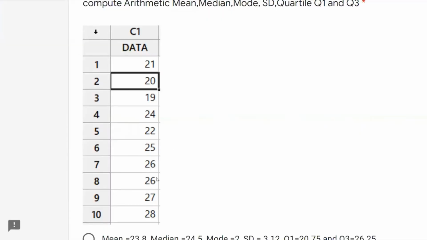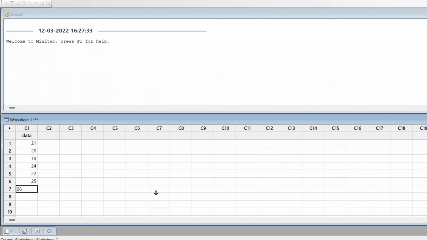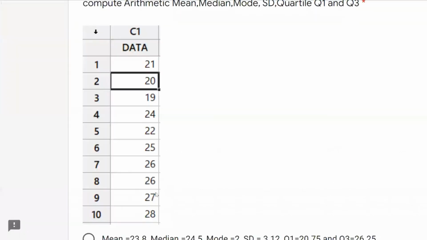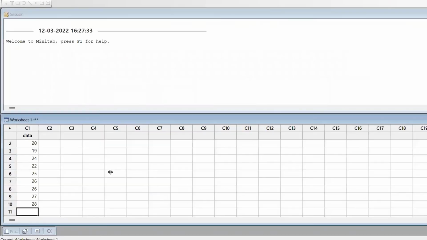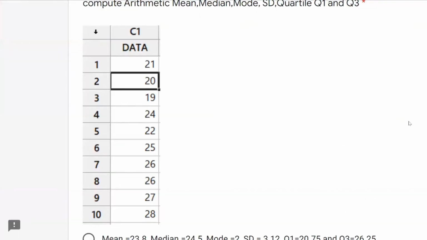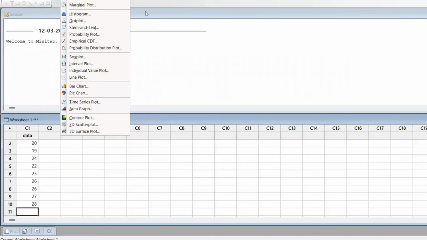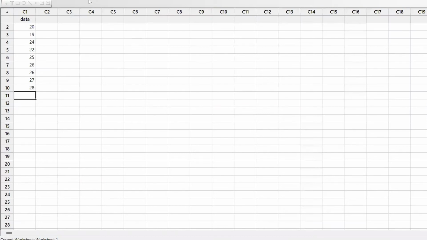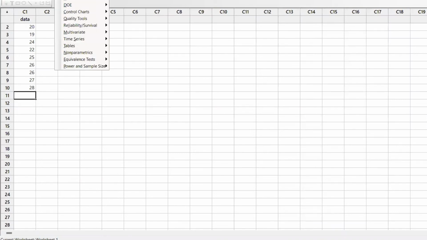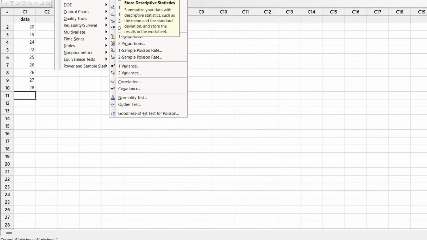And then you have 26 two times, 27, 28. I'm just reconfirming it. Yes. And now what we need to find out is basic arithmetic like mean, median, mode, and standard deviation, quartile 1, quartile 3, and all that. So there are two ways. I'll just maximize the screen. I'll go to Stat, then Basic Statistics, and Store Descriptive Statistics so that it will store on the screen.